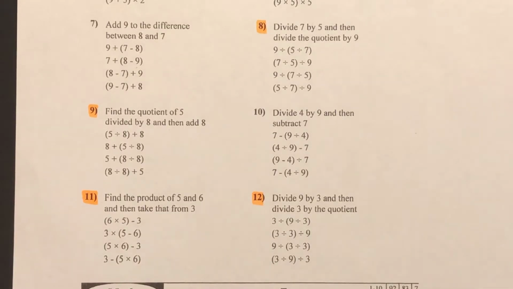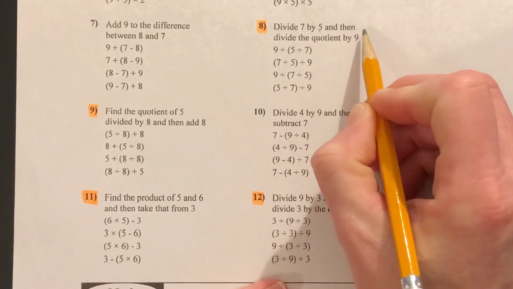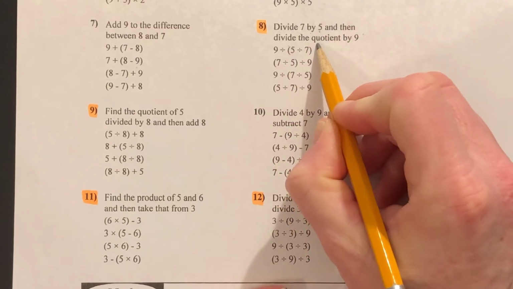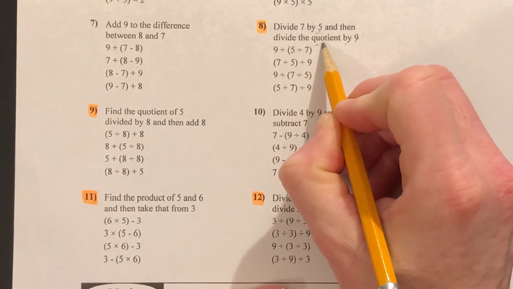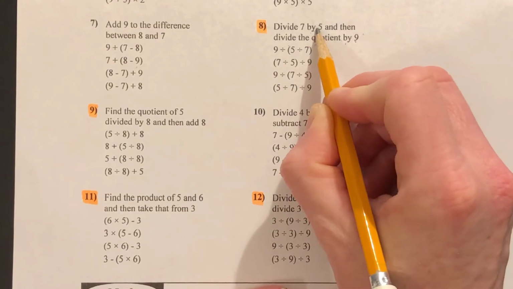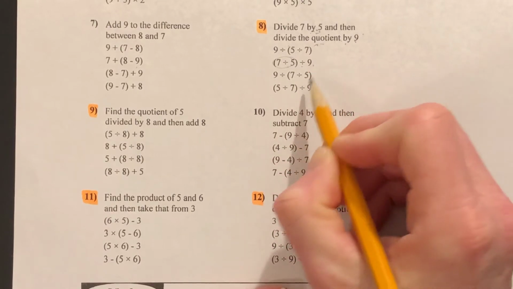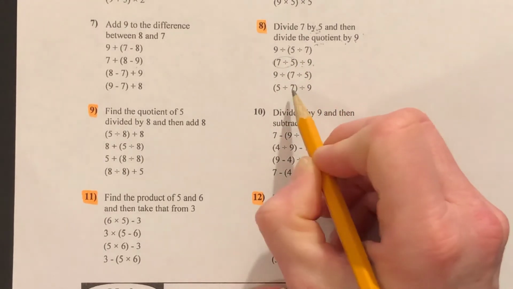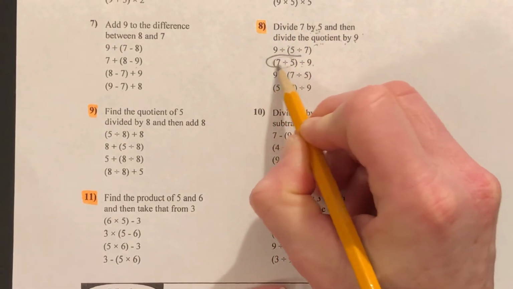Today we're doing pages 7 and 8. Let's begin with page 7. We'll start with 8, divide 7 by 5, and then divide the quotient by 9. Divide 7 by 5 first, and then divide the quotient, so that's the answer of that, by 9. So we're doing that first, and then we're going to divide the quotient of that by 9. That's the only one it could be. Divide 7 by 5. Yep, it's that one right there.